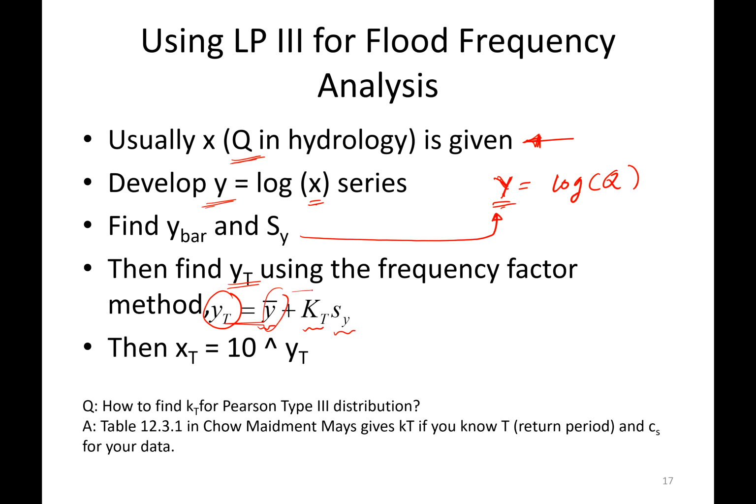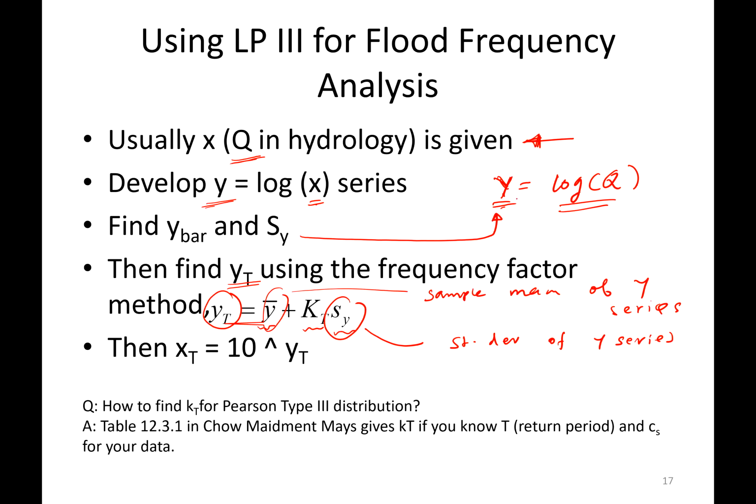So y bar is again the sample mean of the y series. y in this case is log of q, and sy is the standard deviation of the y series. The y series is created using q, so it is easy to find y bar and sy. The question again is, how do we get the frequency factor kt, and then we can use this expression to get our xt. So xt will be 10 to the power of yt. The question still remains, how do we get kt?